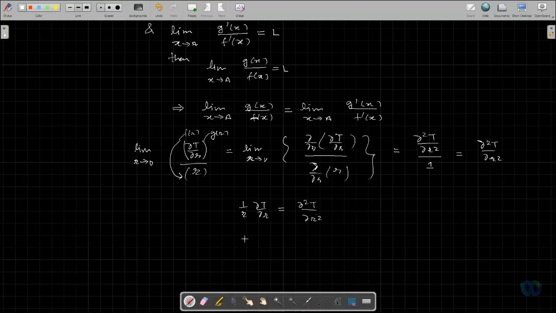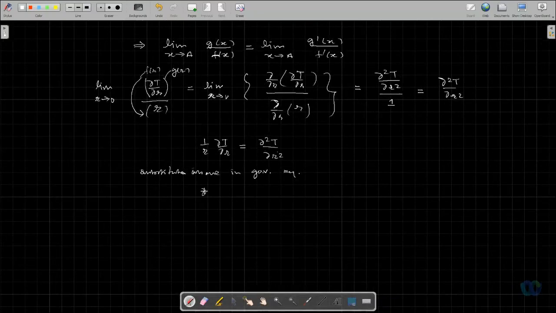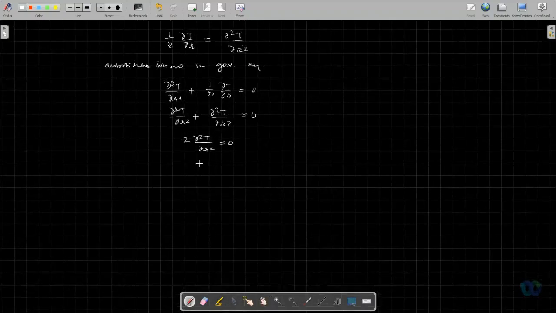Okay, and now we substitute this above in the governing equation, and we get del 2t del r2 plus 1 by r del t del r is equal to 0. So del 2t del r2 plus del 2t del r2 is equal to 0. So essentially you get 2 del 2t del r2 is equal to 0. And since 2 is not 0, if 2 goes here, then you simply get del 2t del r2 is equal to 0.